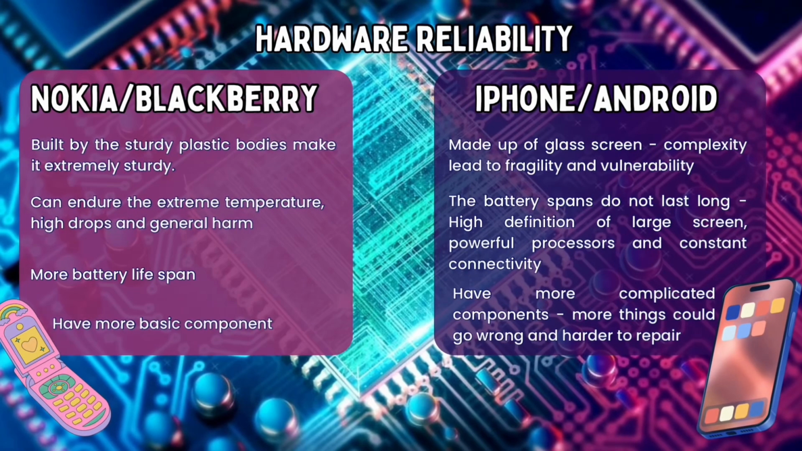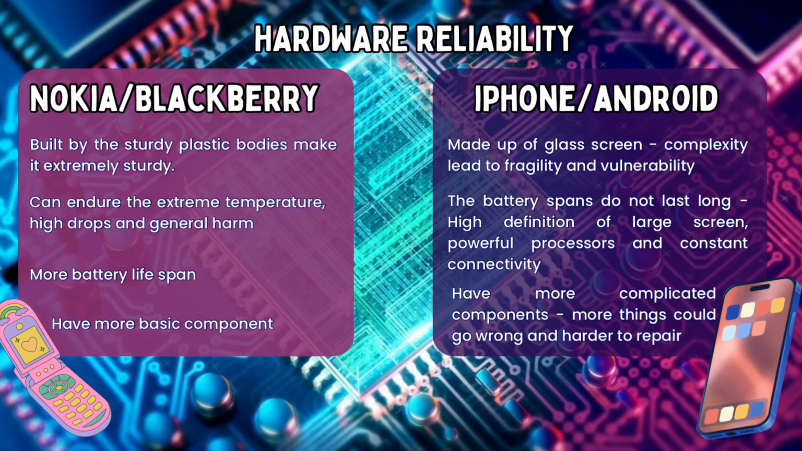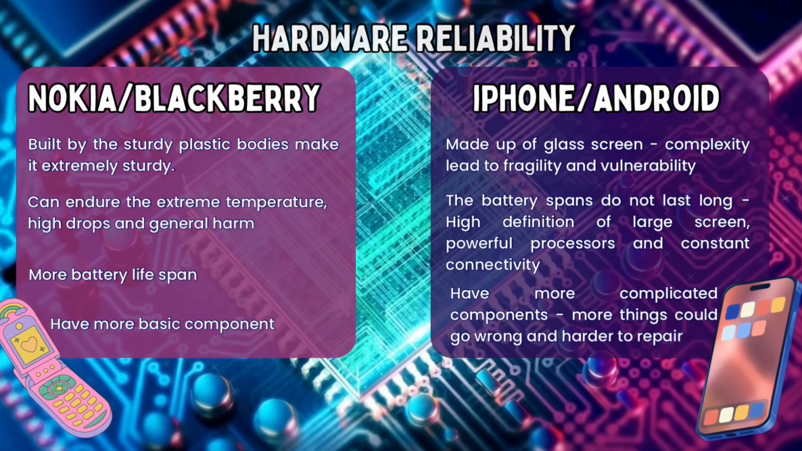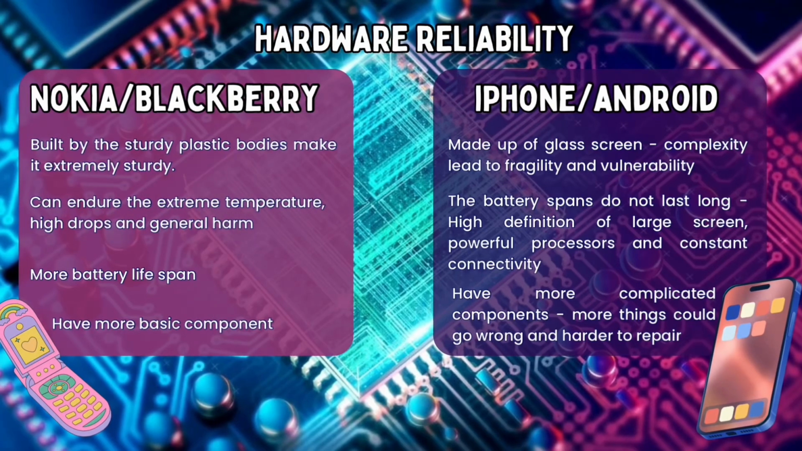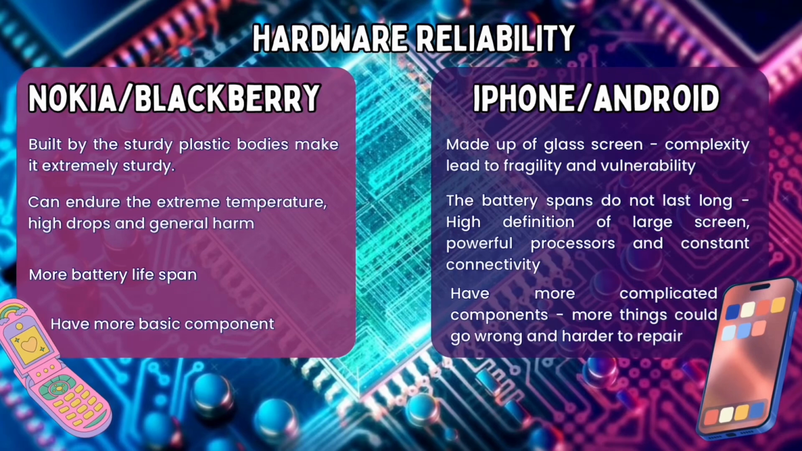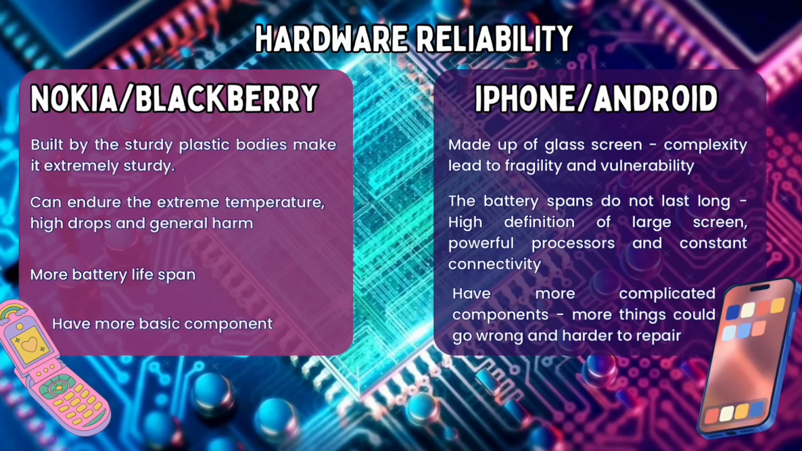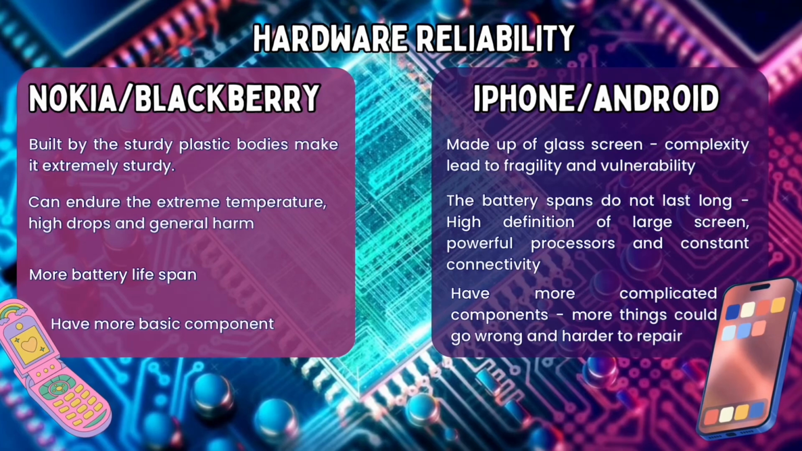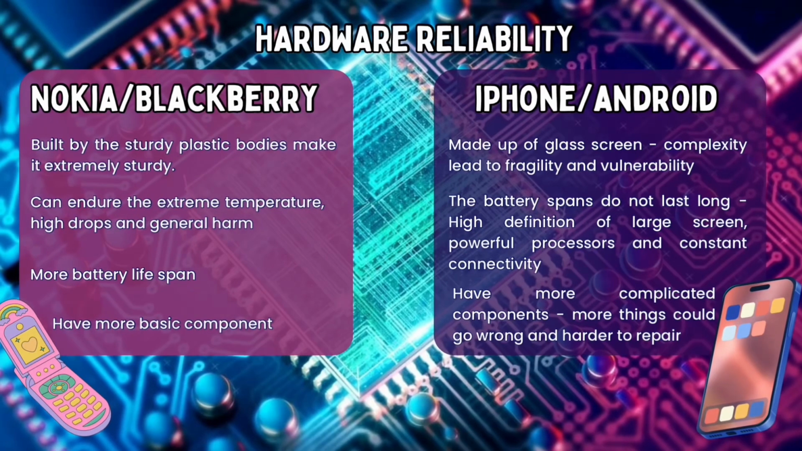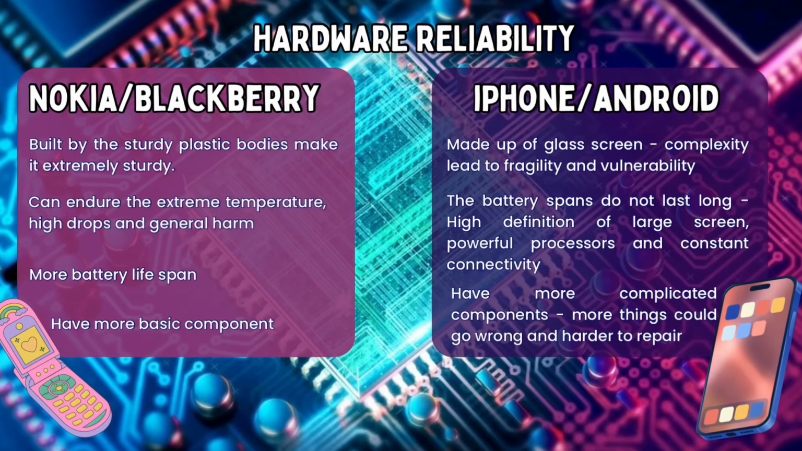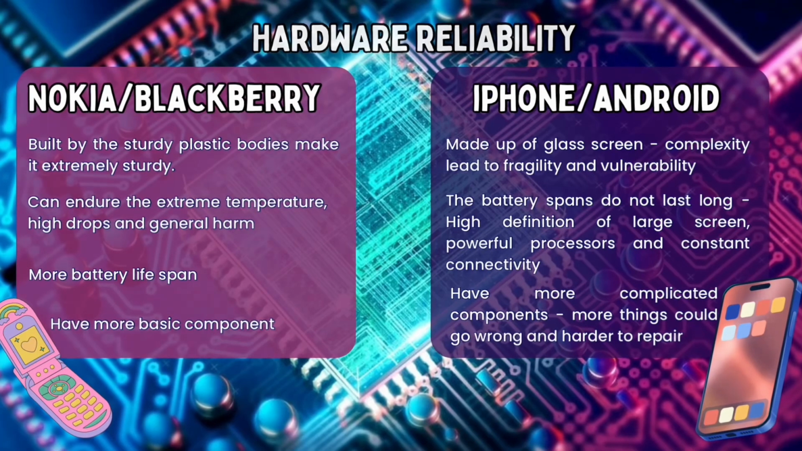The number of components used in the older phones was more basic compared to smartphones. Thus, there were few things that could go wrong, which decreased the chances of hardware failure. Meanwhile, the iPhone and Android were more advanced, with a powerful processor, large screen, multiple cameras, and countless sensors. This complexity leads to fragility and vulnerability of the phone upon impact.